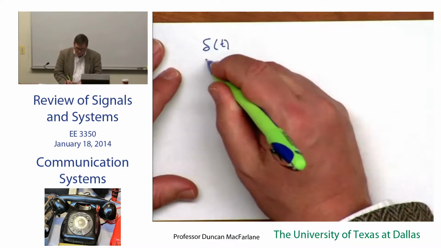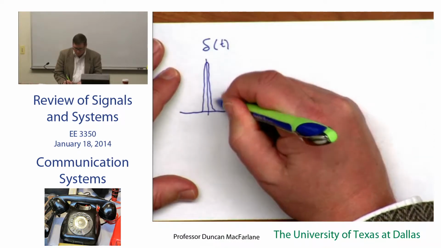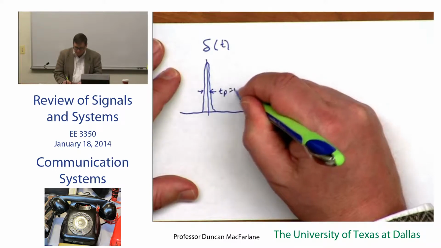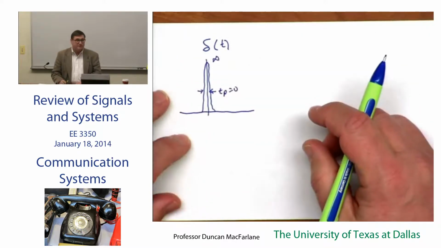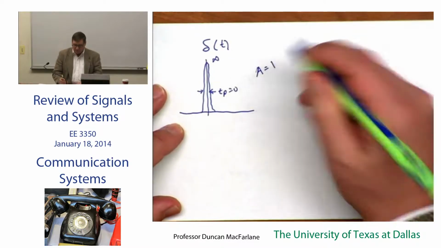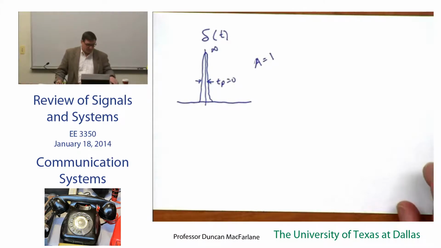I pointed out that it's a singularity that has zero width and infinite height, but the area is equal to a finite number, and typically we like to, and this is where I use the word normalize, we'd like to normalize that area to 1.